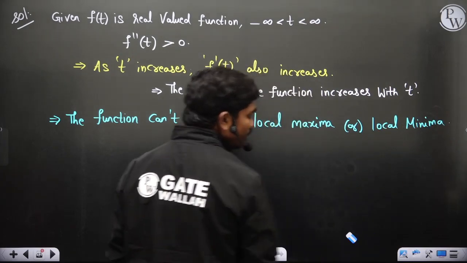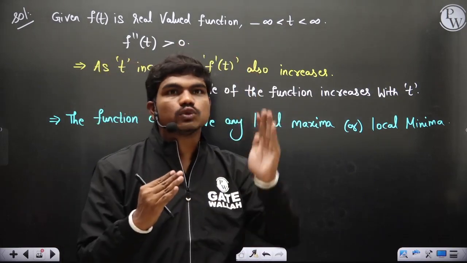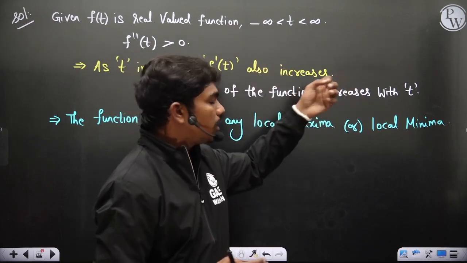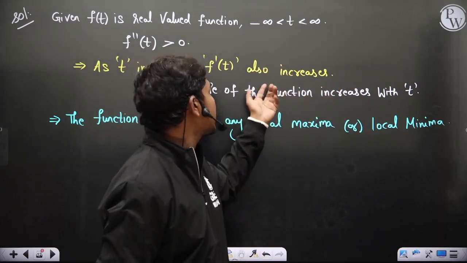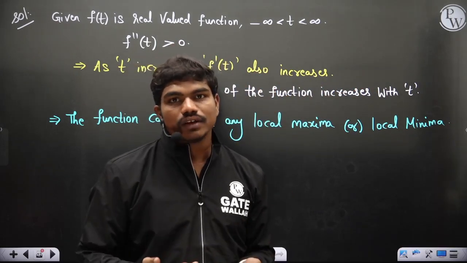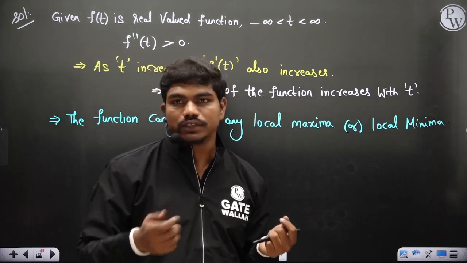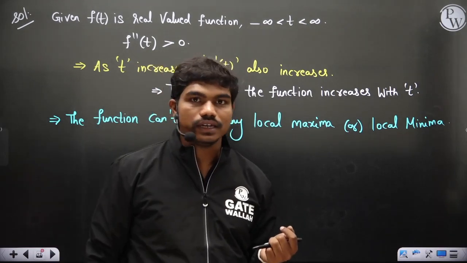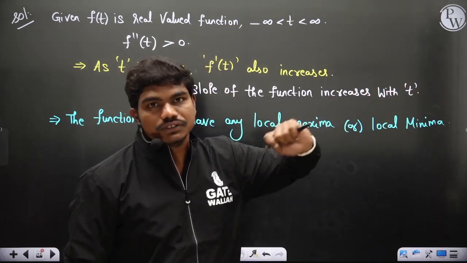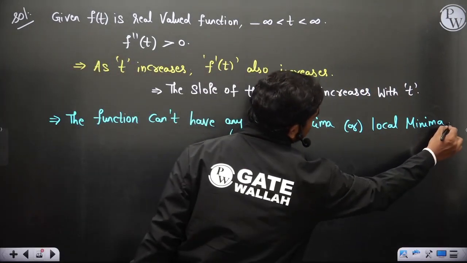To have a local maximum, what should happen? The function should go up and again come down. If the function is going up and coming down, then at some point the second derivative has to be equal to 0 and then negative, but this is not the case. Similarly, when f double dash of t is positive, you may feel that we have a minima, but this minima is not any fixed value. It can be at some location at minus infinity, that's it, because after that the function continuously keeps increasing. It has a positive slope, of course. So the function cannot have any local maxima or local minima.